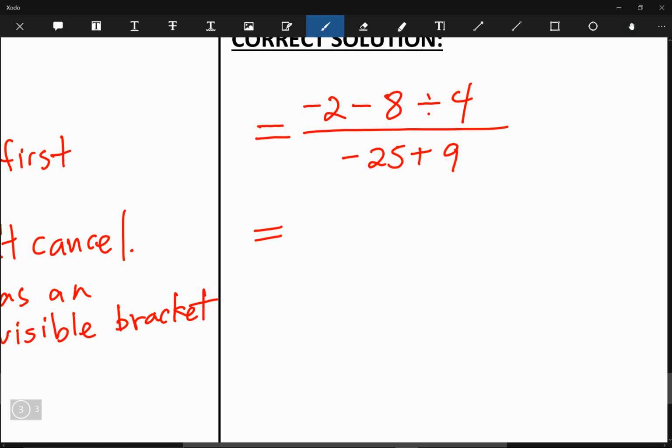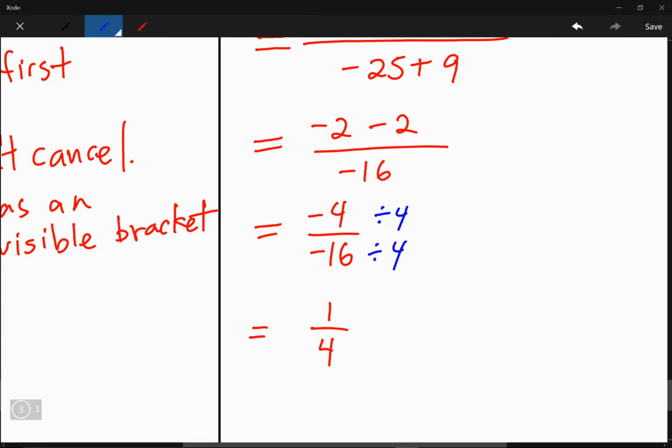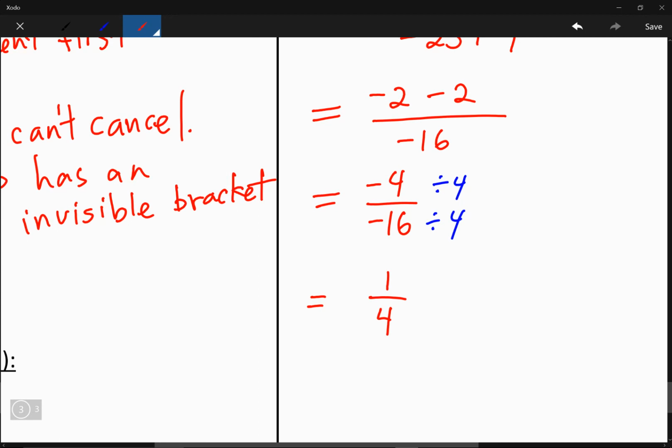Okay? So then we do the top. So what division comes first? 8 divided by 4 is 2. So I have -2 minus 2. And on the bottom, you have -25 plus 9, which is -16. And then we do -2 minus 2, which is -4, and then over -16. And you notice we have two negatives being divided, so they cancel to make a positive. And if I reduce it in lowest terms, if I divide the top and bottom by 4, I will get 1 over 4 as my answer. Okay, and there you go. There's our review of BEDMAS.